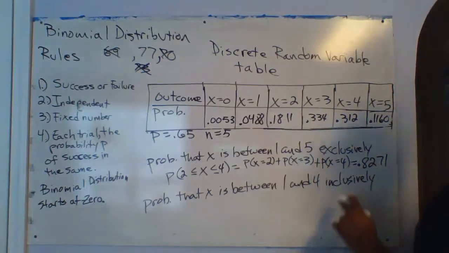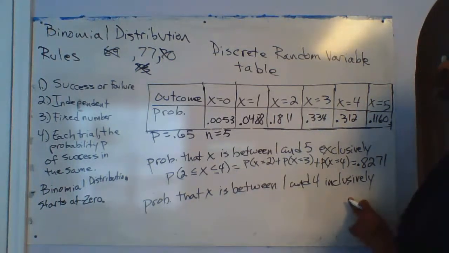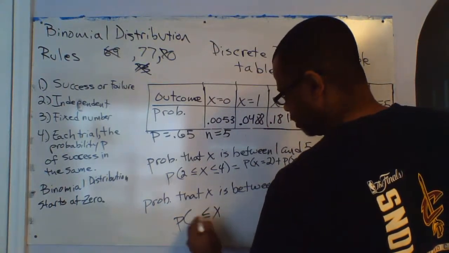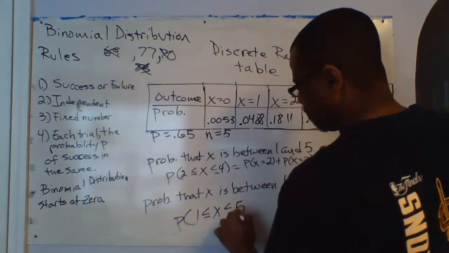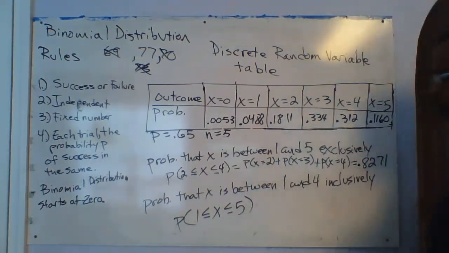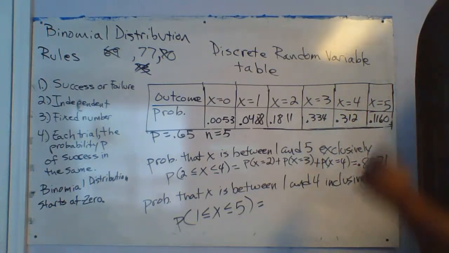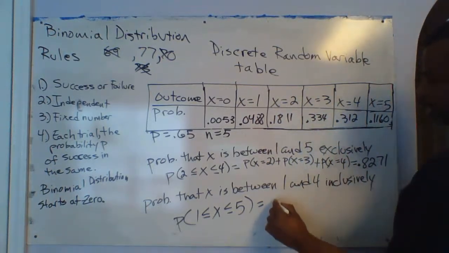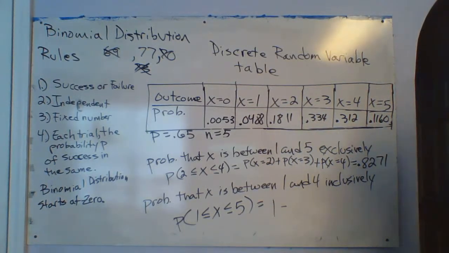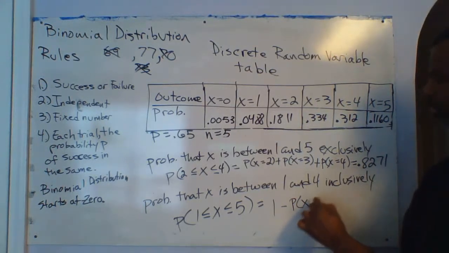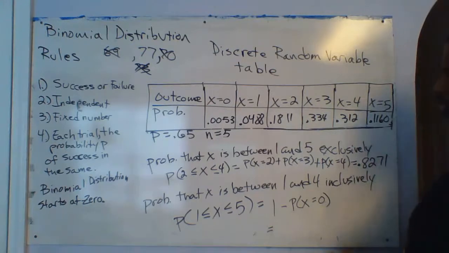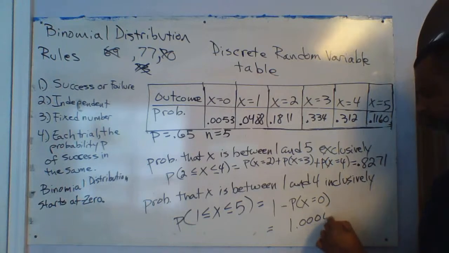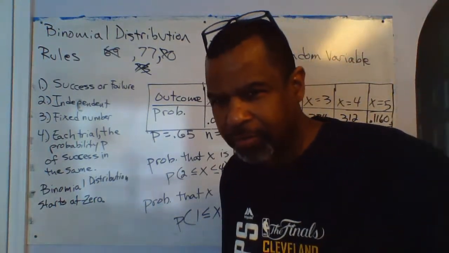Now, if you do inclusively, you have to include 1 and 4. So that's the probability that X is greater than or equal to 1 and less than or equal to 4. So basically, if you want to do this, that's going to be 1, 2, 3, 4. That's why the complement rule is so very important. You could just do 1 minus the probability that X is equal to 0. So what's the answer for the last one?